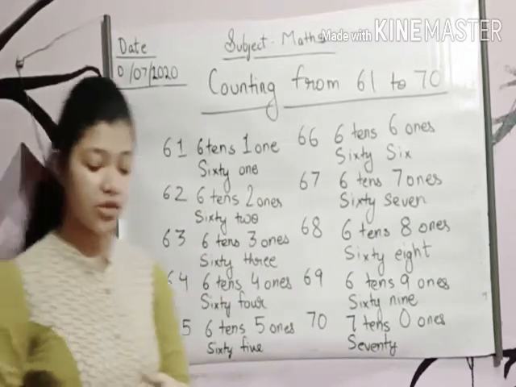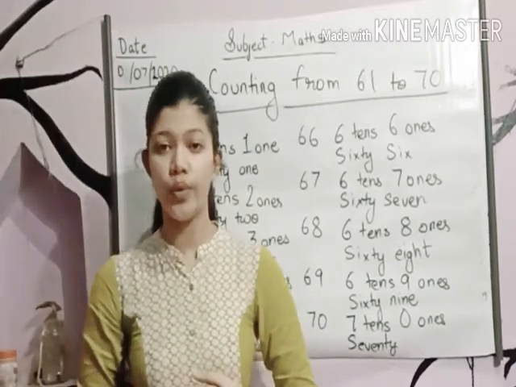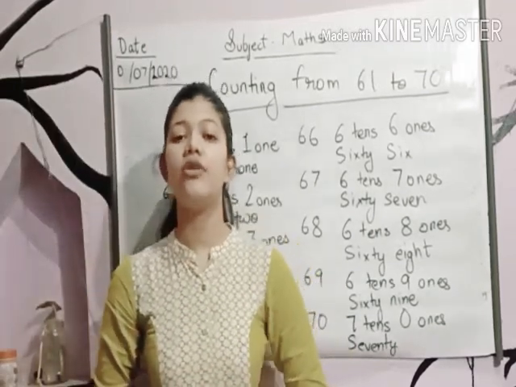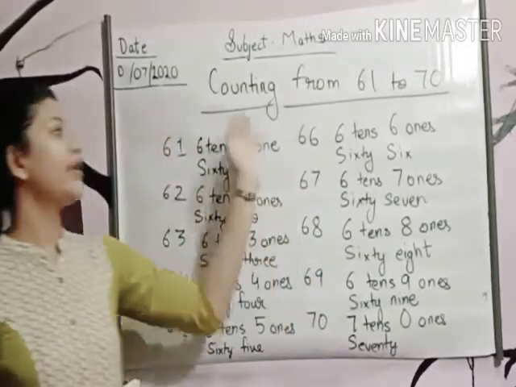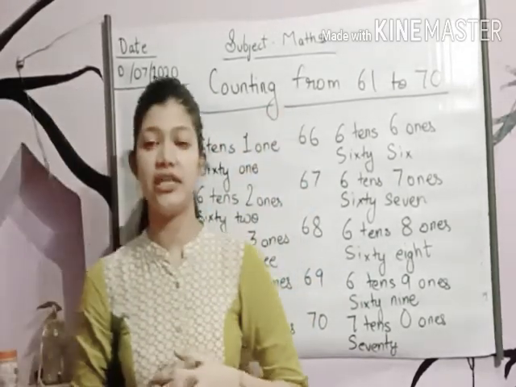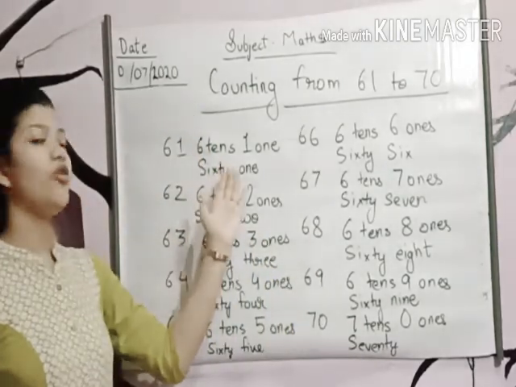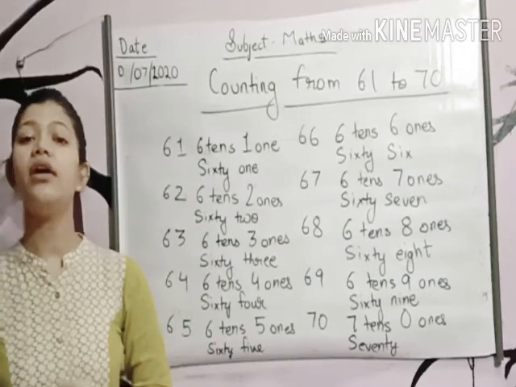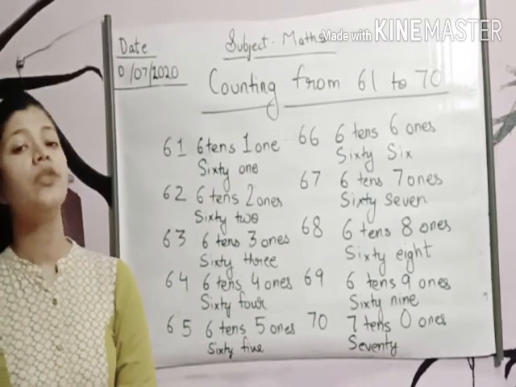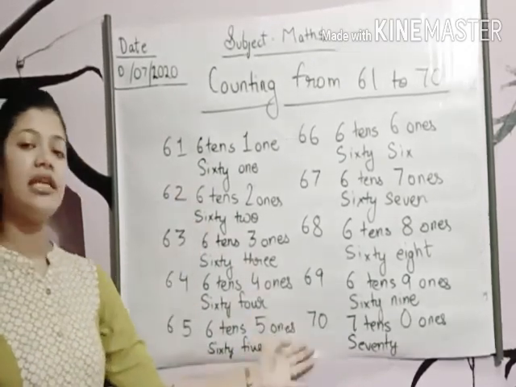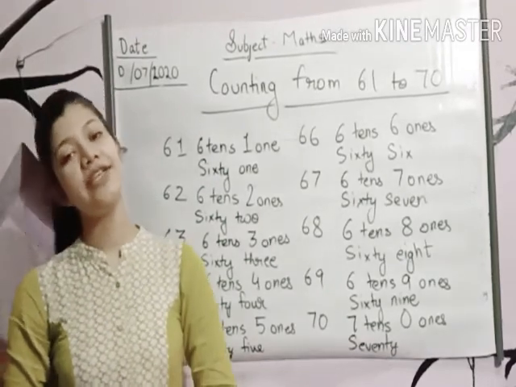Now see students, on page number 62, one exercise is given which is based on counting from 61 to 70. In this exercise, somewhere you have to write the place value form and somewhere you have to write the number name form. I hope after learning this, you can do this exercise yourself.